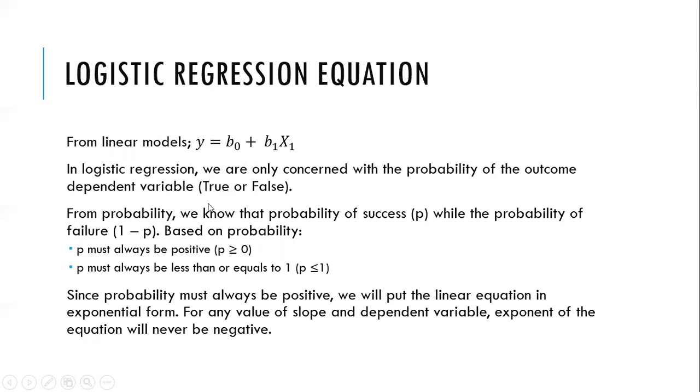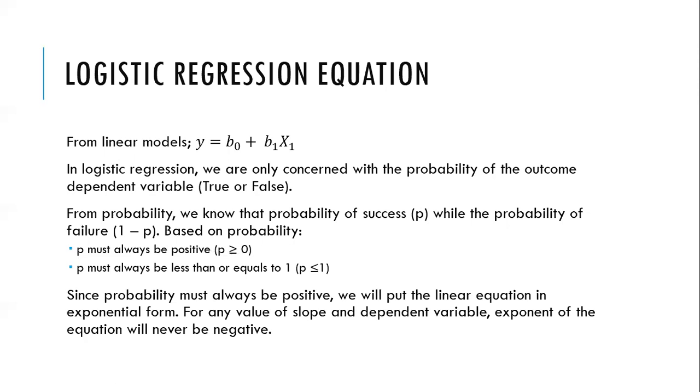So from probability, we know that the probability of the success of an event is P, while the probability of failure, which is Q, is 1 minus P. Based on this, we also know that the p-value ranges from 0 to 1, which means it cannot be negative and it cannot be greater than 1. So these are basic assumptions we have in probability.